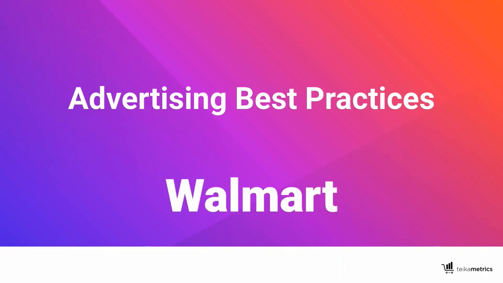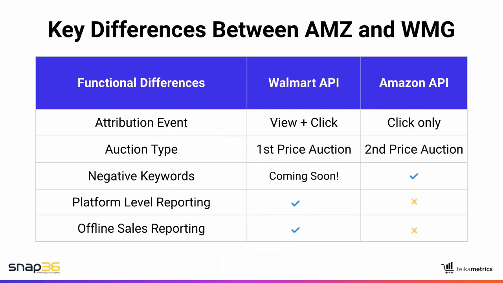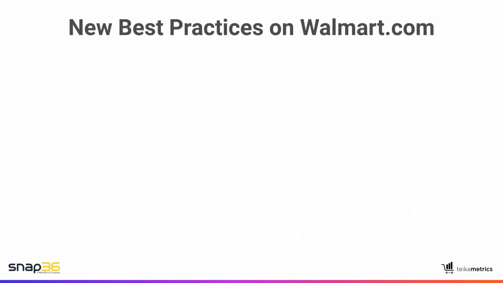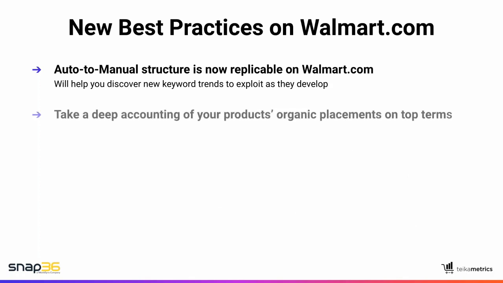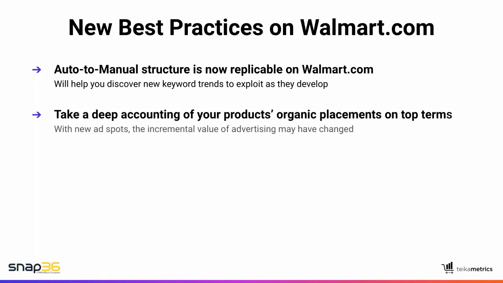So let's shift gears really quick to talk about Walmart for 2 minutes, and we'll open it up for questions. Same thing, again, Walmart is a first price auction. You don't even know where the second highest bid is. You need to make sure that you're on top of this. Now that Walmart has search term reports available for automatic keywords, you can replicate the Amazon audit and manual strategy on Walmart.